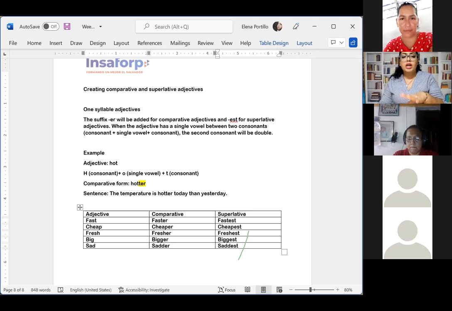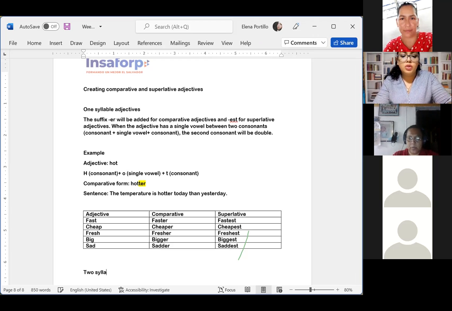But in this case, it is just the one syllable adjectives. Now we're going to see the two syllable adjectives. So it says, for comparative adjectives, the suffix er will be added, or it will be preceded by more. For superlative adjectives, the suffix est will be added, or it will be preceded by most. Occasionally, both forms are used, but one will be more common. When in doubt, use more or most instead of a suffix. For adjectives ending in y, the y will become an I, and the appropriate suffix will be added.